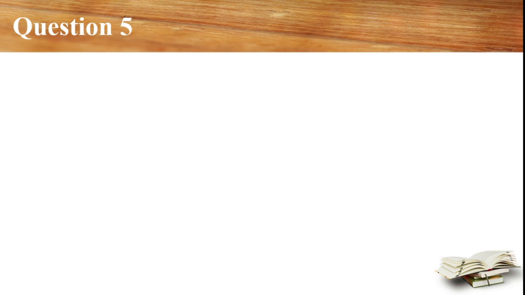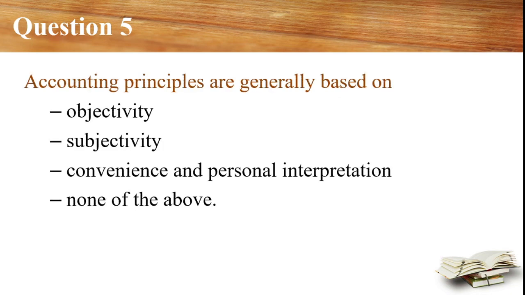Fifth question. Accounting principles are generally based on: options: objectivity, subjectivity, convenience and personal interpretation, none of the above. And the answer is objectivity.